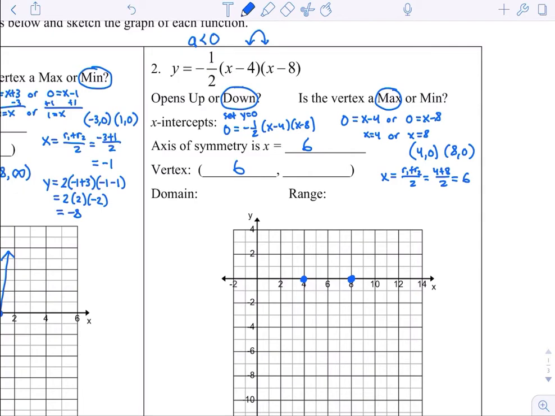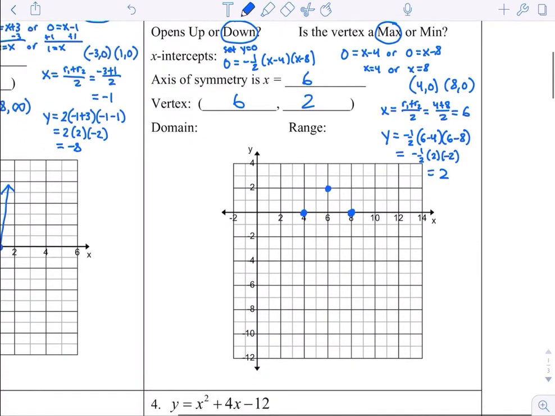Now to find your y value, plug x equal to 6 into the original equation. So y is equal to negative 1/2 times (6 minus 4) times (6 minus 8). Negative 1/2 times 2 times negative 2, which is 2. So 6 comma 2. Let's plot that, and then let's graph. Don't forget your axis of symmetry, which is a vertical line at 6.